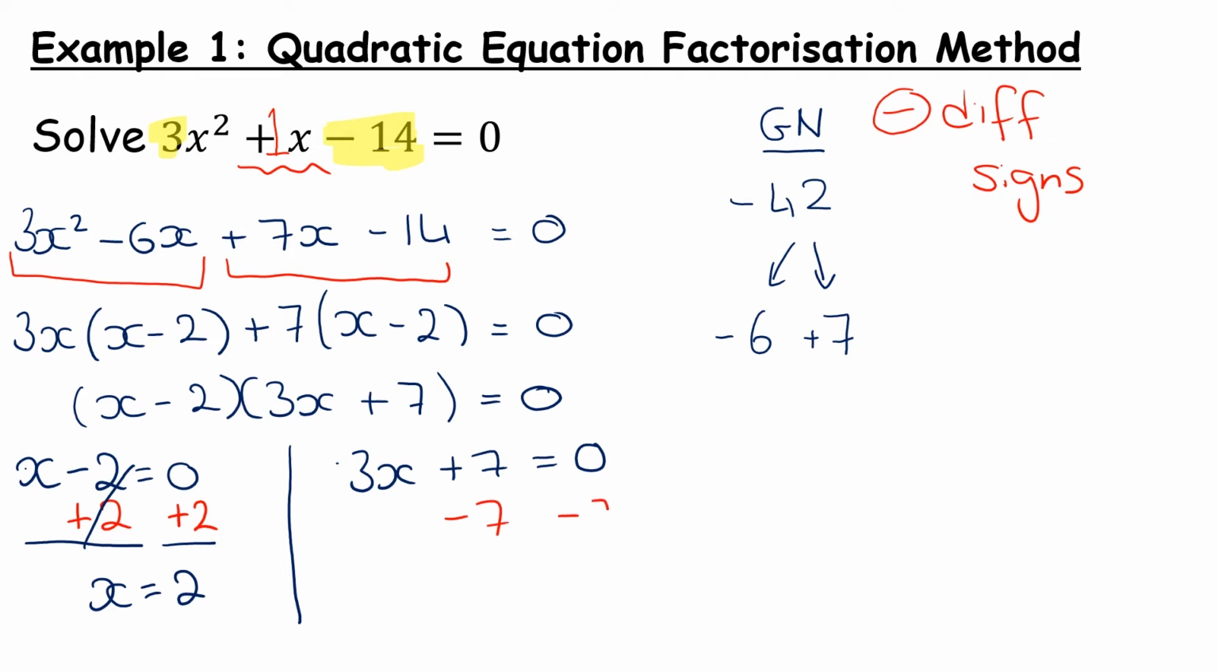Minus 7. And I'm left with 3x equals minus 7. To finish that, I divide both sides by 3. I'm going to leave that as my answer.